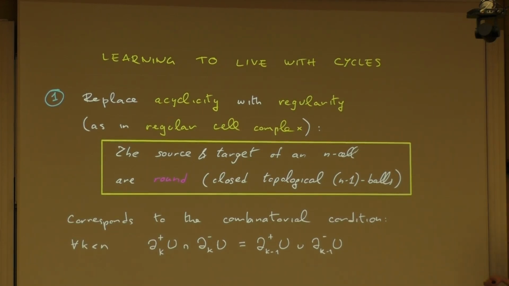So, something that I tried to do for several years, and then in this book, is to develop methods of just saying, okay, cycles are just there, they're not going away, so how do we live with cycles? So the first idea is that instead of having acyclicity as a property that we require for our backbone structures, we replace it with regularity in the sense of regular cell complexes. A regular cell complex is one in which the attaching map of any cell is an embedding.